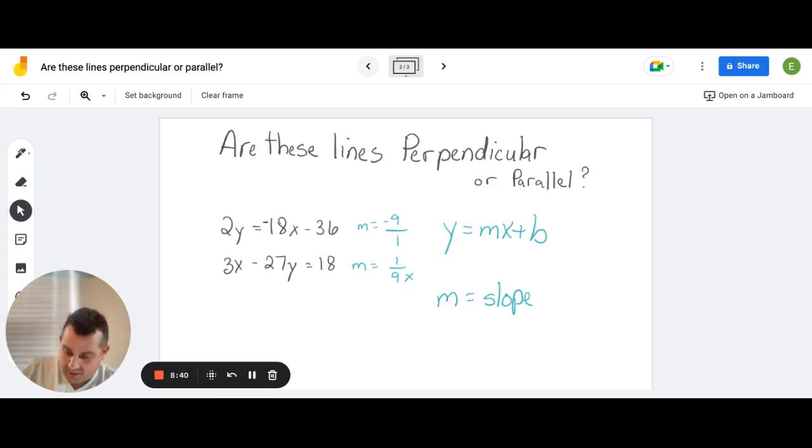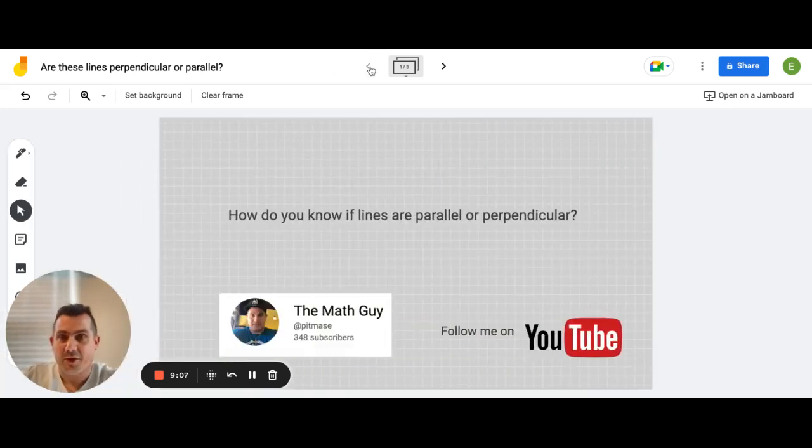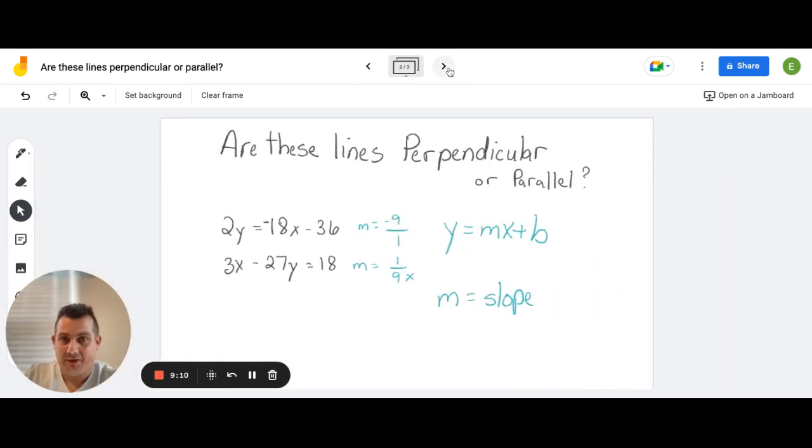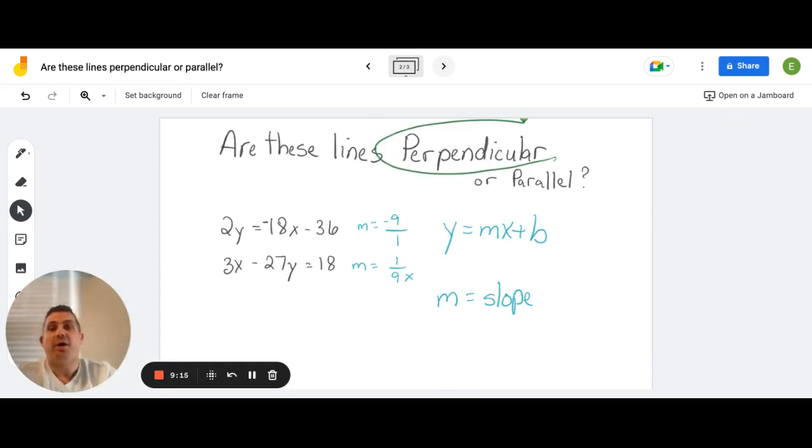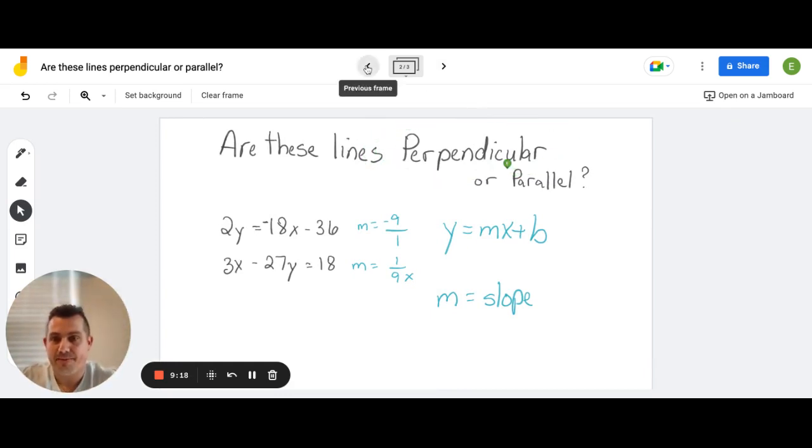Well, we know here, this is negative 9 over 1. So if you flip over the 9 over 1, you're left with 1 over 9. And the opposite, this is negative, this is positive. So they are opposite each other, negative and positive, and the reciprocal of 9 over 1 is 1 over 9. So, if we go back, are they perpendicular or parallel? They are perpendicular to each other.